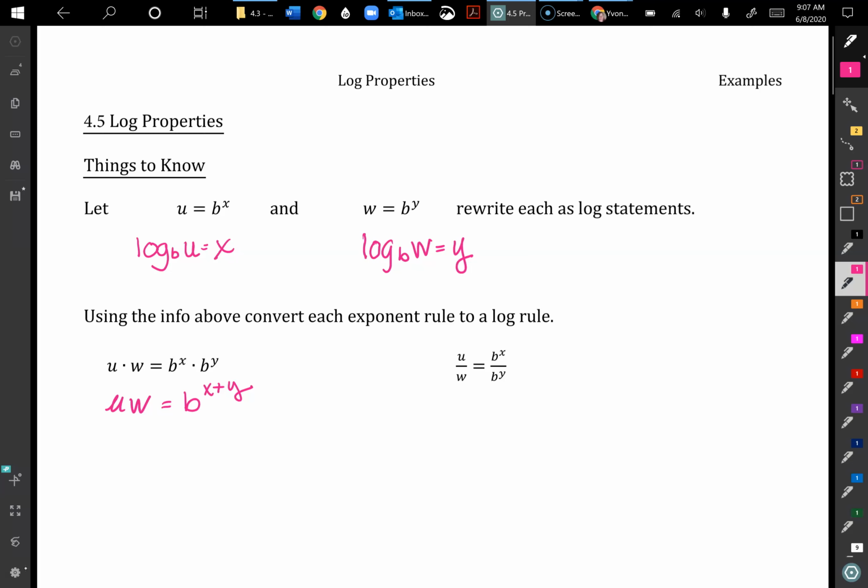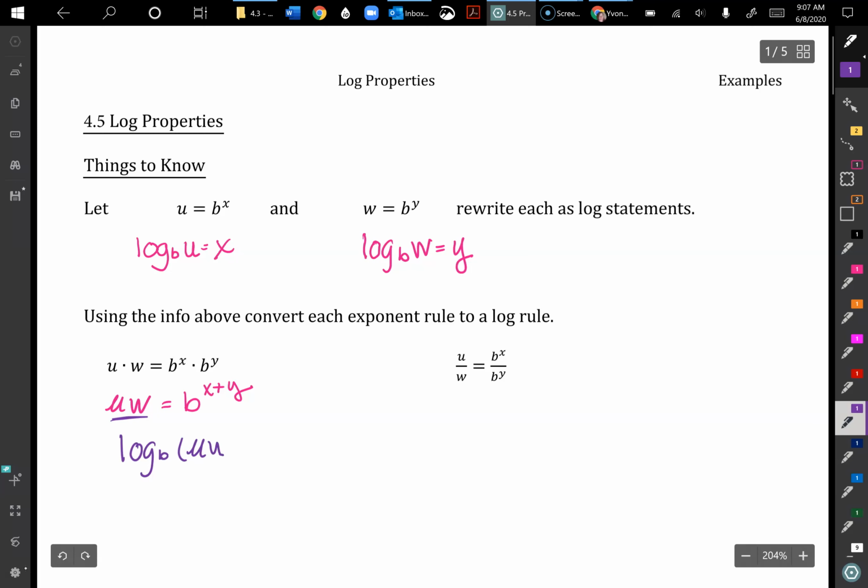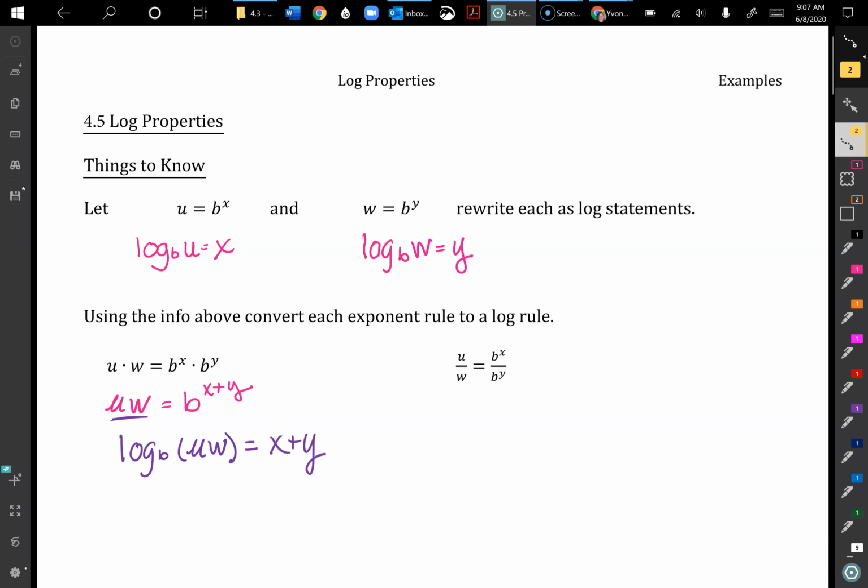So we're going to write log base b, and then we would have our result, which would be UW, equals our exponent up here, x plus y. Okay, so there's a lot of letters happening, but it's the same process, same thing we've been doing. We have this as a product, so we do want to put that in parentheses when we enter it in.